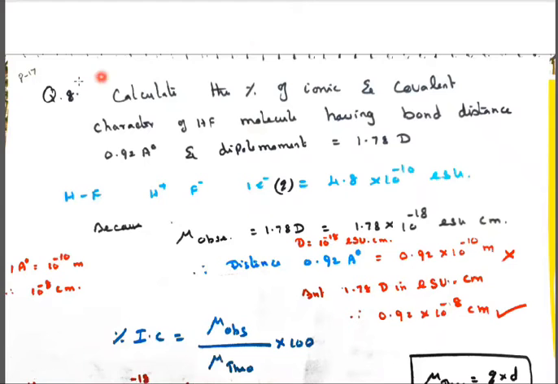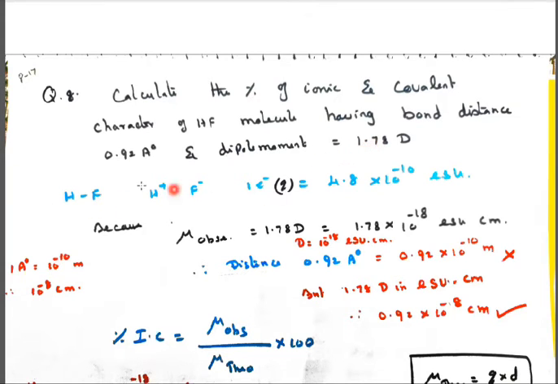Let us see the next topic, students. Calculate the percentage of ionic and covalent character of hydrofluoric molecule having bond distance 0.92 Angstrom and the dipole moment equal to 1.78 D.